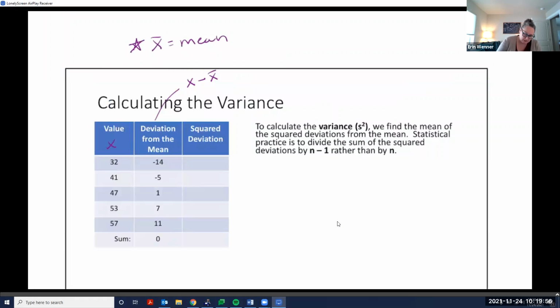And then if we want to square the deviation, that means we're taking that value of X minus X bar and we're squaring it. So what I want you to do is take these numbers and square them. You don't have to send me answers. I'm just going to let you work for a minute and write those down, and then we'll move forward.